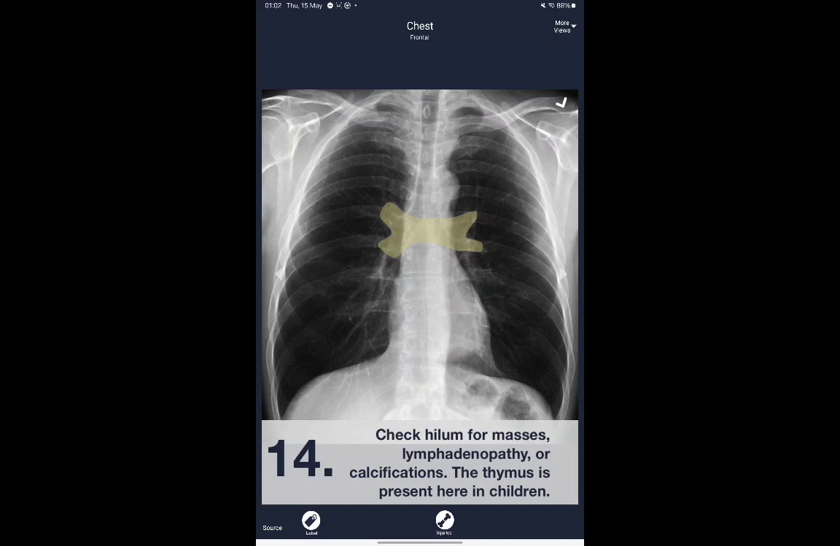Check the hilum for masses, lymphadenopathy or calcification. The thymus is present in children. The thymus gland is a normal mediastinal structure, a type of lymphatic gland.